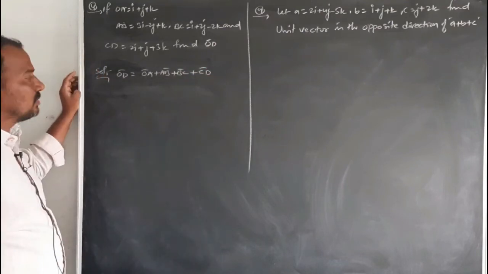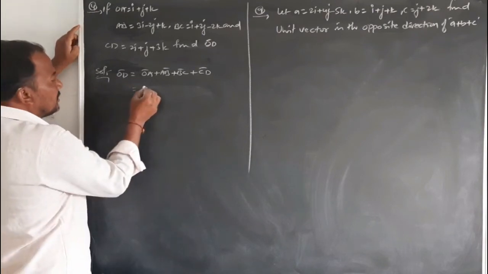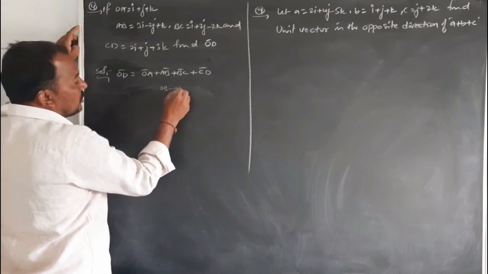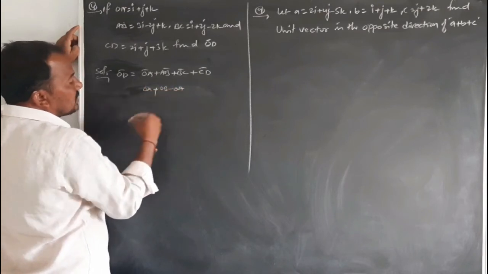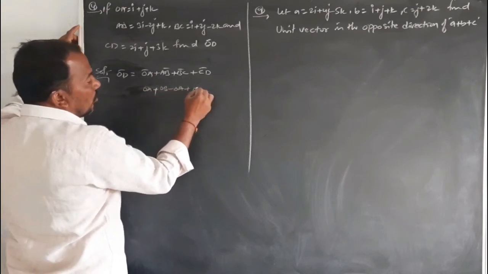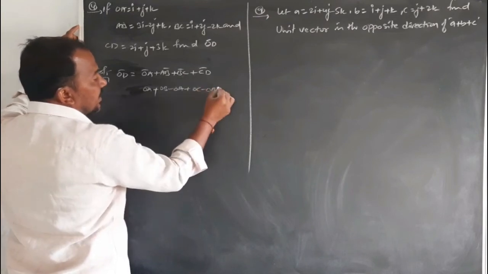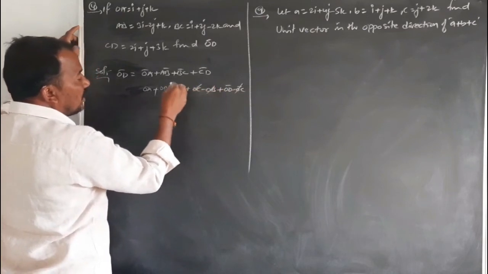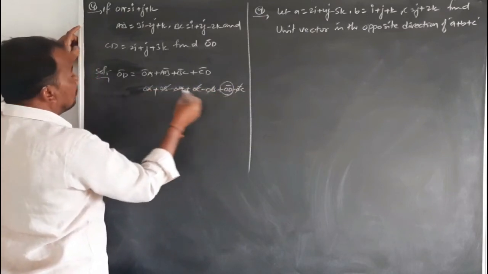How is it possible? OA is OA, AB is OB minus OA, BC is OC minus OB, CD is OD minus OC. So OC, OB and OA cancel, and that equals OD.